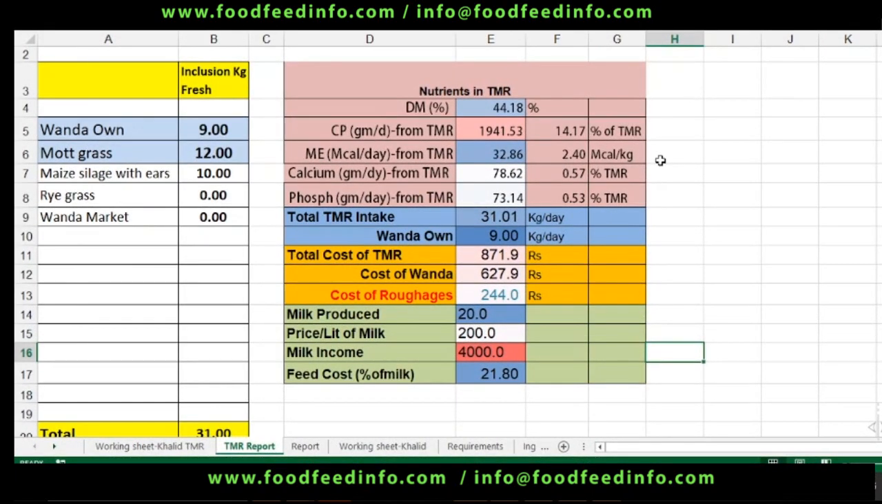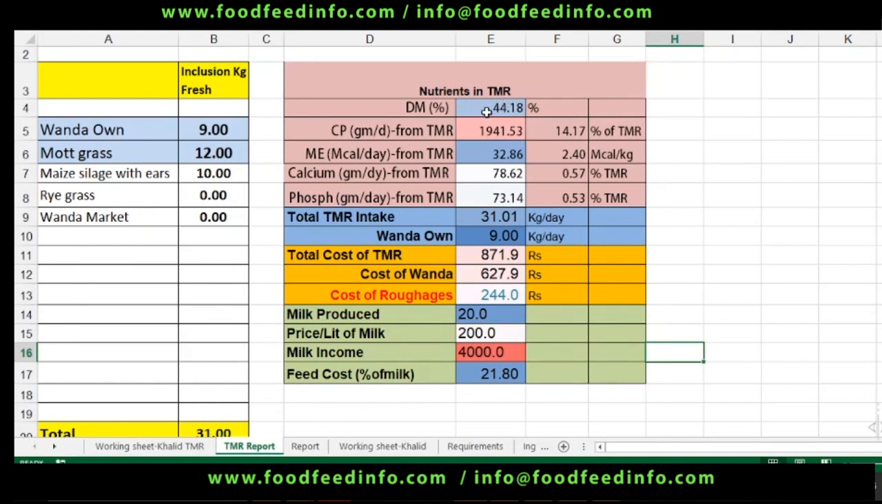The last but not the least, now click on TMR report. Here you can see your Vanda, malt grass quantity, maize silage with ear. So what are the constituents? What are the things that you have to add in the TMR preparation? So you can convert this on 100 basis by simply multiplying it with 100 and dividing with the total. So look at this. This is actually the report, DM percentage in this TMR.